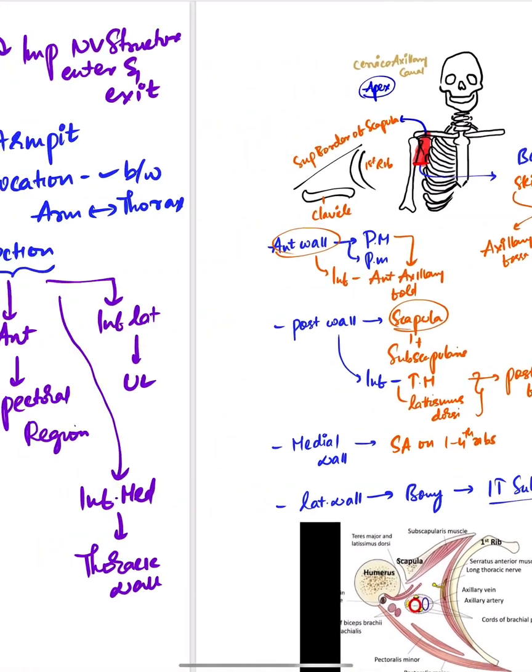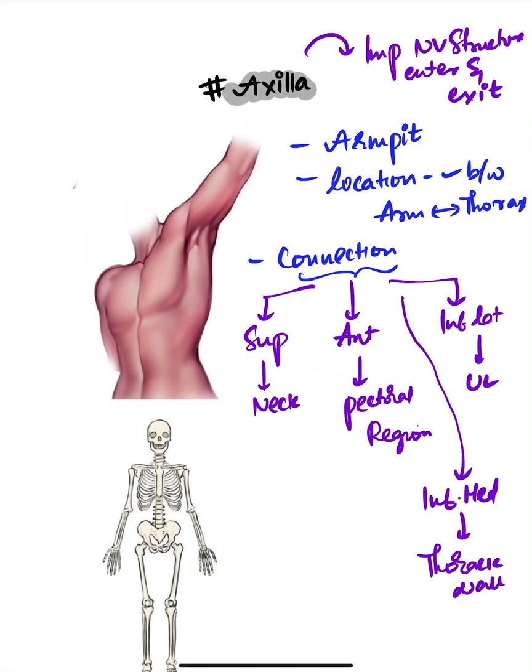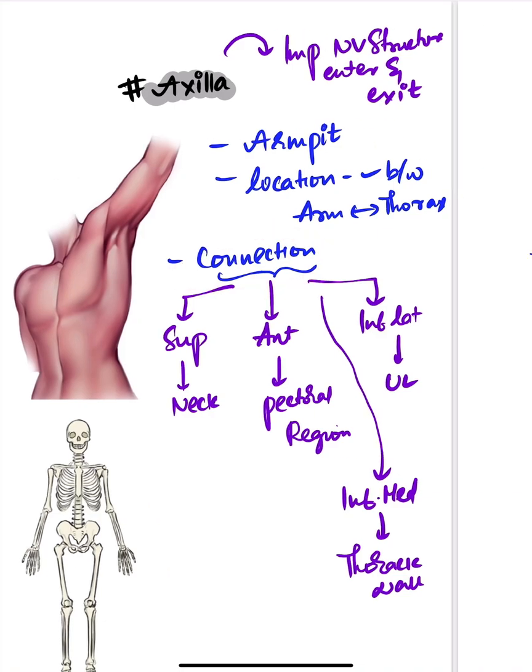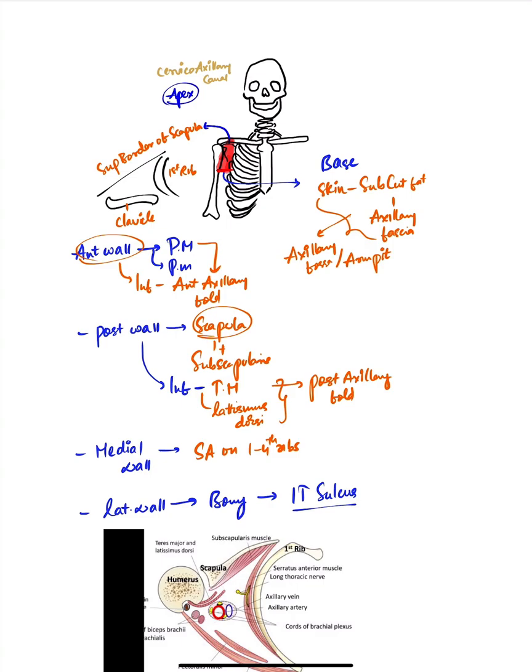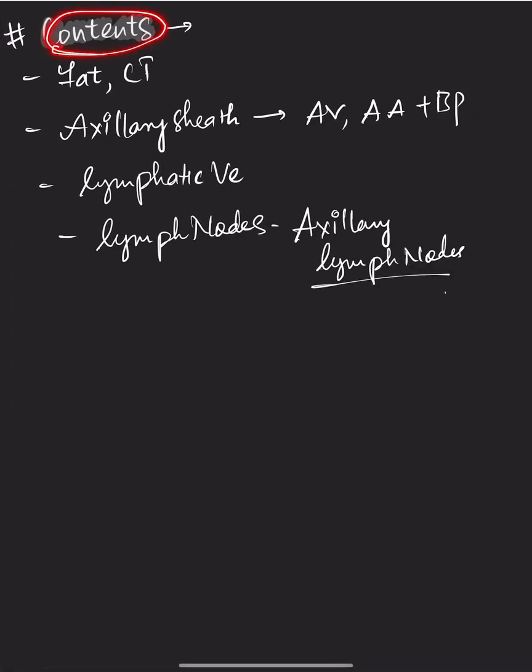Okay guys, in this video, what we have discussed in a nutshell is the introduction to the axilla, its connections, its boundaries, and its contents. So this is all about the axilla. In my coming videos, we'll talk more in depth about the contents like the axillary artery, axillary veins and axillary lymph nodes. Thank you for watching the video.